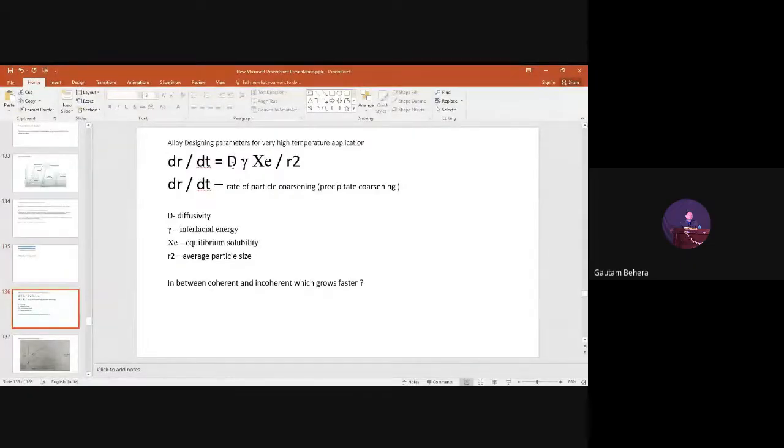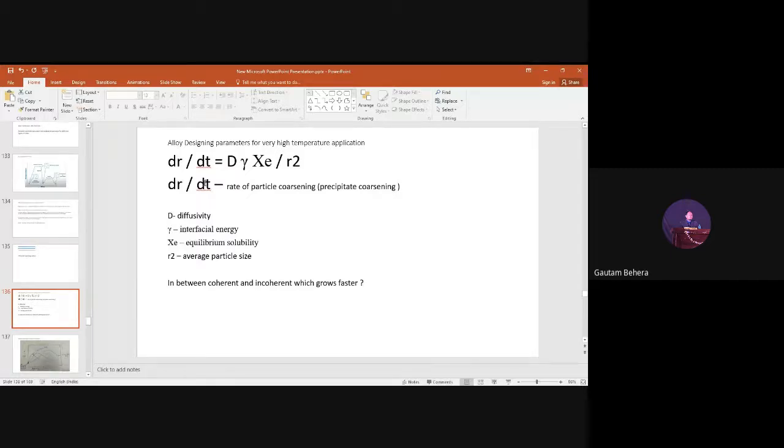Now, alloy design parameters for very high temperature application. So the question is, how to design an alloy for very high temperature applications? This is the concept behind that: dr/dt equals D gamma Xc divided by r square. Here dr/dt is nothing but the rate of particle coarsening.